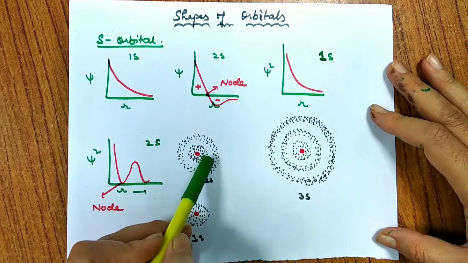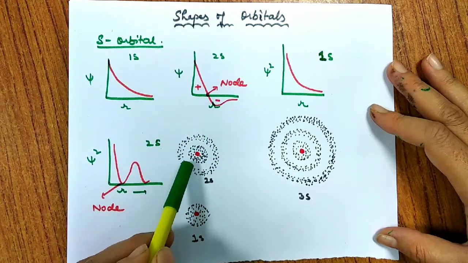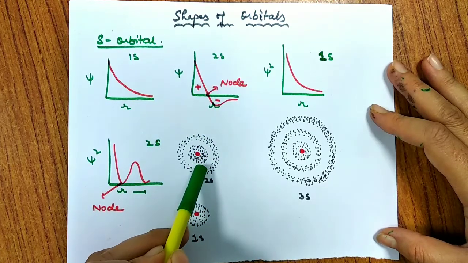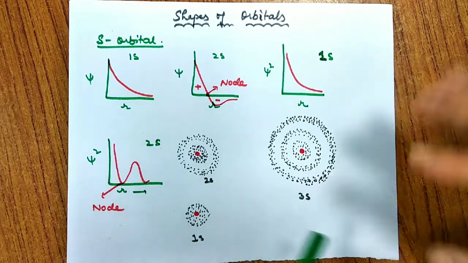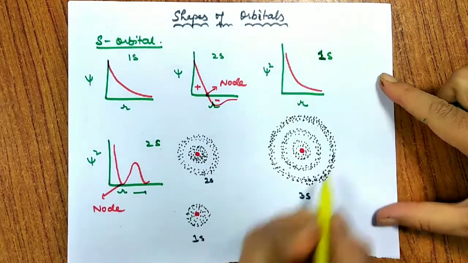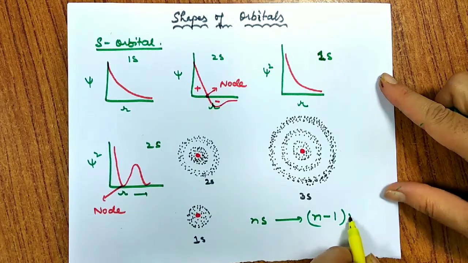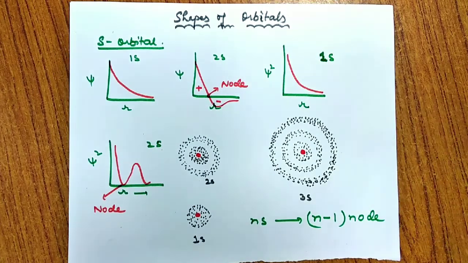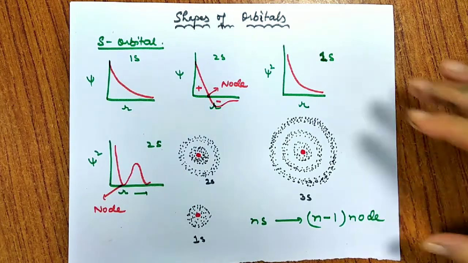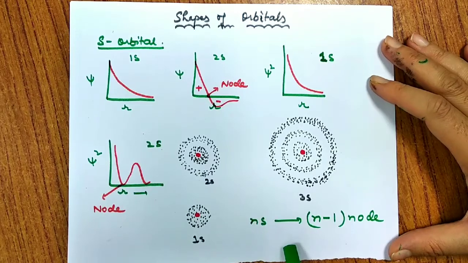We can see its electron picture also. This region where no electron is supposed to be present, we call the nodal surface. In general, any ns orbital has n minus 1 nodes. If you have an ns orbital, you will always have n minus 1 nodes. Sometimes you will get a direct question in competitive exams on how many nodes there are. Using this formula for s orbitals, you can find it.